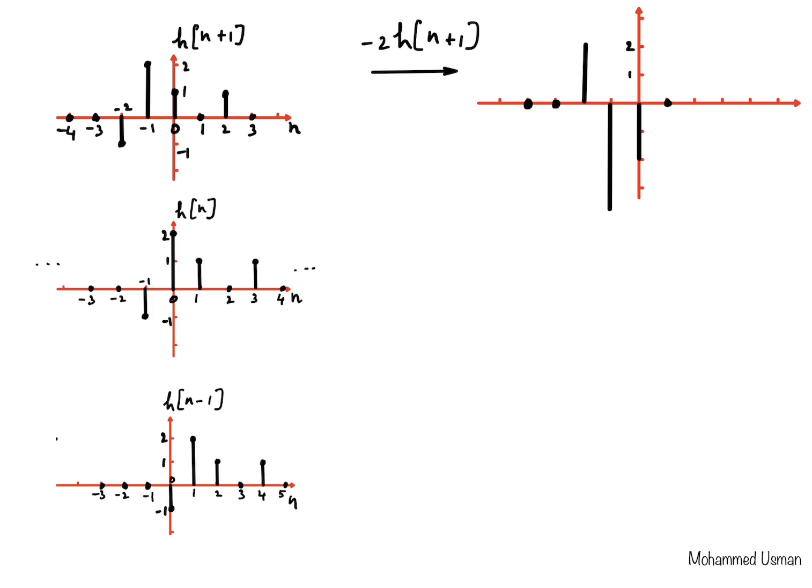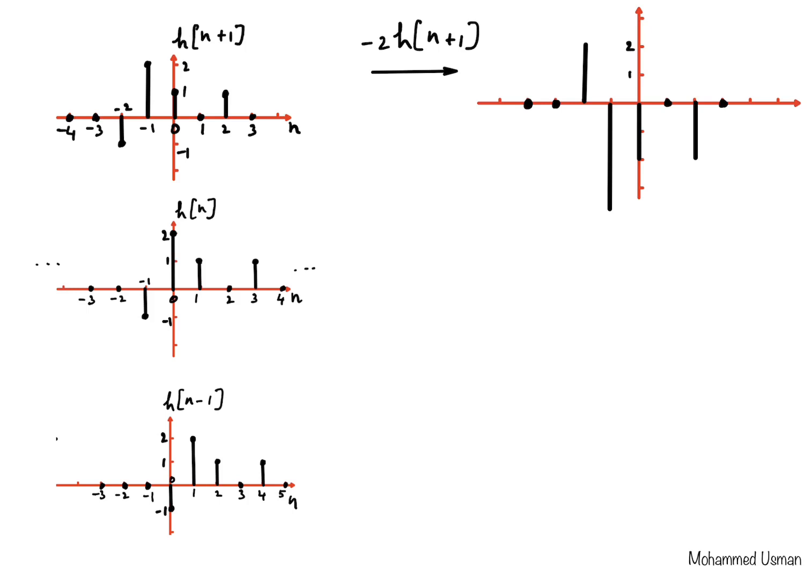When n equal to 2, the value is 1. So this 1 gets multiplied with minus 2. So 1 into minus 2 will get minus 2 again, which is here. And when n equal to 3, the value is 0. 0 into minus 2 will be 0 as well. So we'll have it like this.